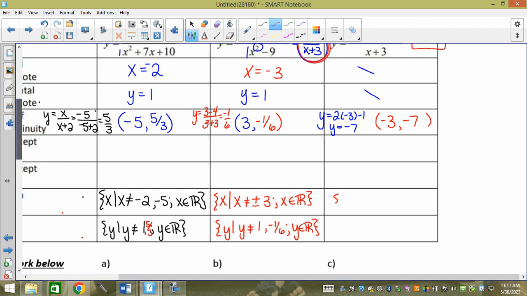So my domain and range are simple. Domain can't equal that, range can't equal that, right? That's all I have. I don't have any asymptotes. I have a line with an open dot. So it's going to be x such that x can't equal negative 3, x is an element of the reals. And then y such that y can't equal negative 7, y is an element of the reals.